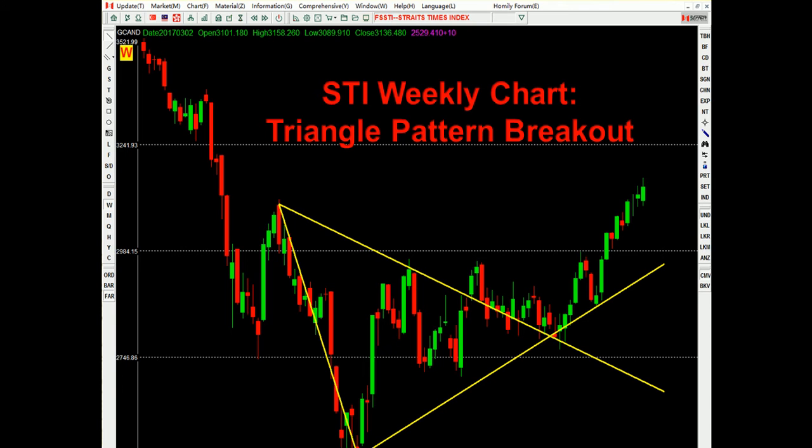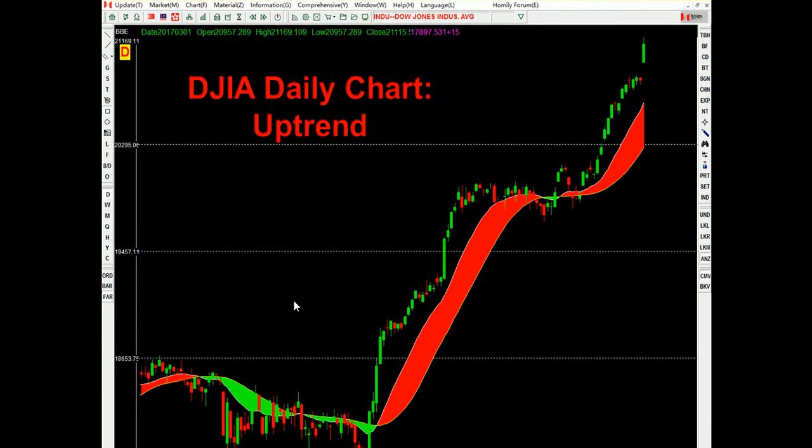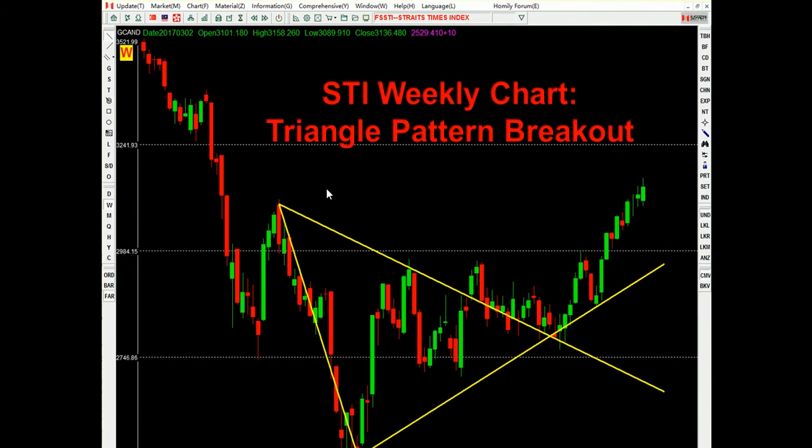So we can see the weekly chart is still strong, right? So we know that this is the resistance, but the market already broke out of the resistance. So we know that the trend is still uptrend.